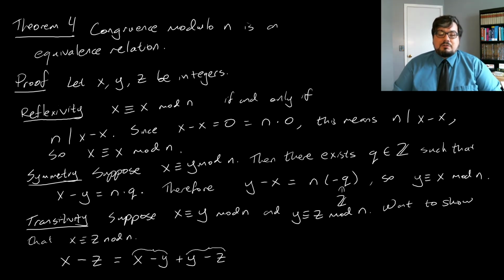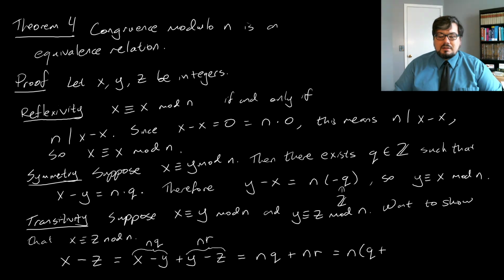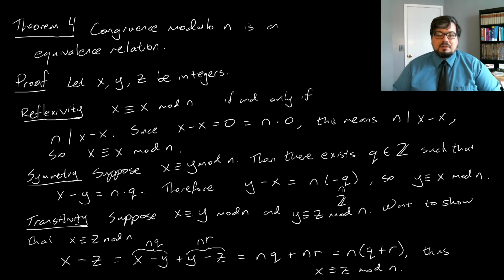And we know that x is congruent to y mod n, which means x minus y is equal to n times q for some integer q. And we know that y minus z is equal to n times r for some integer r. We don't know what they are, but we know that x minus y is equal to nq, and y minus z is equal to nr. But now we can factor out n. So we get that x minus z is equal to n times (q plus r). And thus, x is congruent to z mod n. All right, so we've shown that congruence modulo n satisfies reflexivity, symmetry, and transitivity, which means that it is, in fact, an equivalence relation.